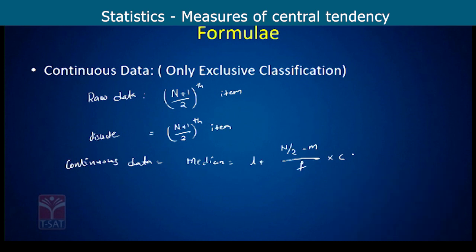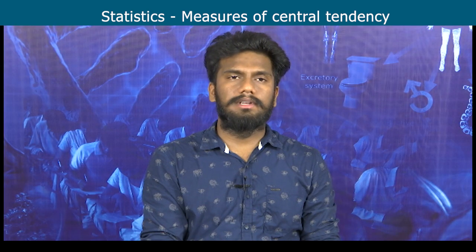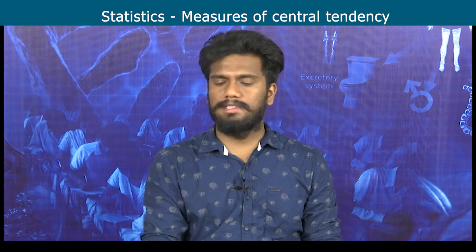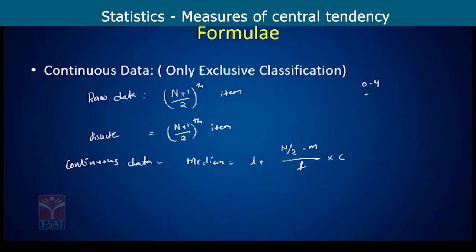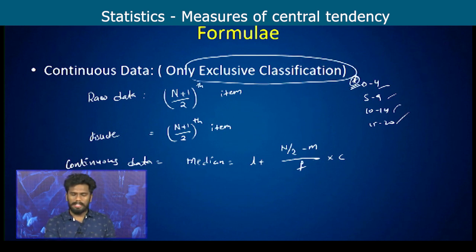have discussed now. Now see here, median can be calculated only for exclusive class intervals. We cannot find median for inclusive class intervals. You know what inclusive class intervals are, like 0 to 4, next 5 to 9, 10 to 14, 15 to 20. This kind of data we cannot find median for, for inclusive classifications. So make a note of this. Only for exclusive classifications.